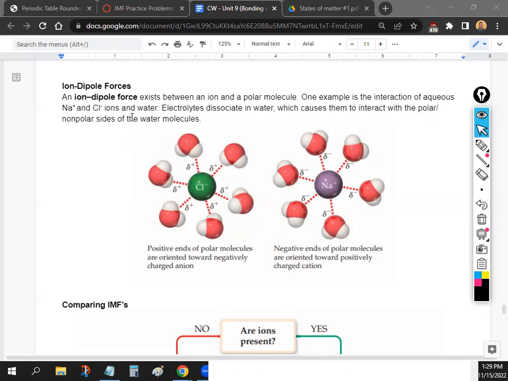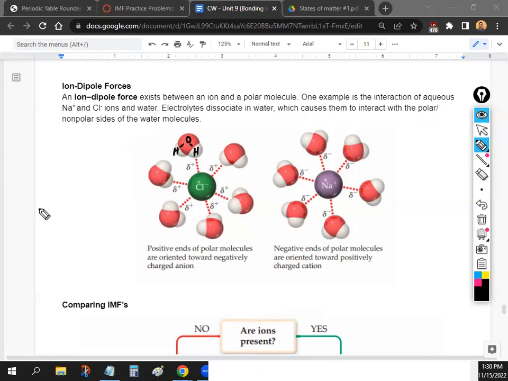But water, since one side is partially positive and the other partially negative, is going to attract depending on which side you're looking at. The positive hydrogens are going to attract to the negative chloride, and the partially negative oxygen is going to have an interaction with the positive sodium. And this is the strongest intermolecular force. The white is going to be the hydrogens, and the red is going to be oxygen, H2O. Sorry, I should have clarified that.